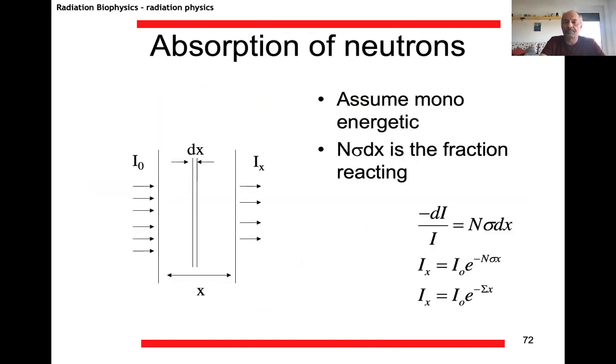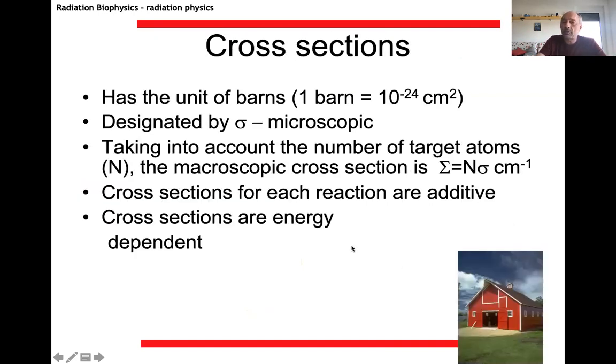The absorption of neutrons is always similar to the absorption of photons. It's the same principle. Of course, now you will have a different cross-section and absorption coefficient for neutrons. The cross-sections are normally expressed in barn, where one barn is 10 to the minus 24 square centimeters.